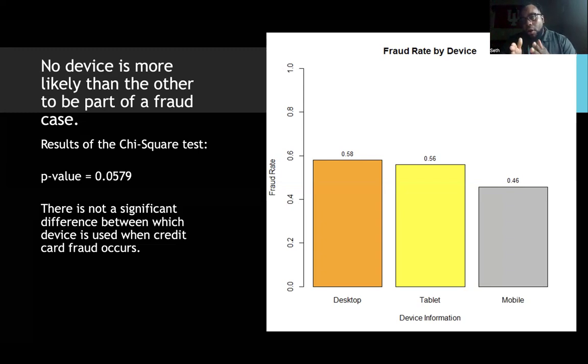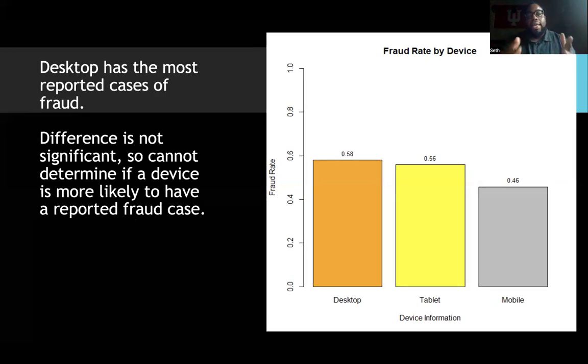And we can see in the bar plot here the average rate of fraud for each device. I don't like that it's over half, I'll be honest. I'd be a little nervous about using the device to get a credit card for desktop and tablet. But we see desktop is 0.58, tablet 0.56, and mobile 0.46. So we can assume from this data that desktop has the highest amount of fraud and mobile has the least amount, but the difference is not significant. So you cannot determine which one is more likely to have fraud or not, because they're just different, period. It's not a significant difference.